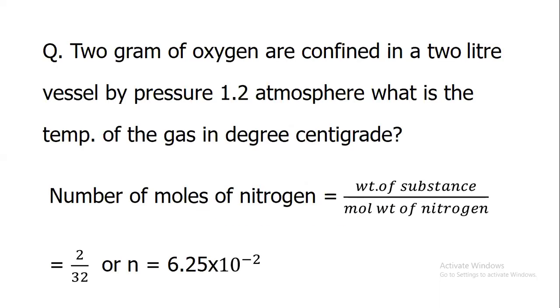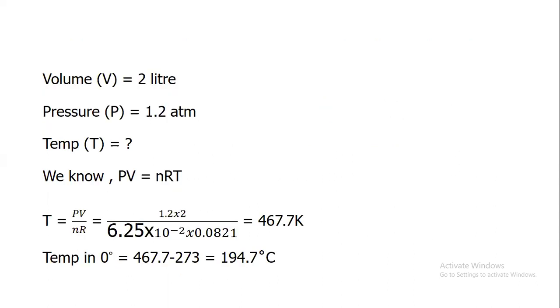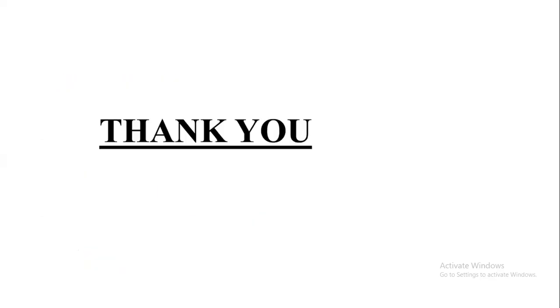2 grams of oxygen are confined in a 2-liter vessel at pressure 1.2 atmosphere. What is the temperature of the gas in degrees centigrade? Number of moles, weight of substance over molecular weight, so 2 over 32, that is 6.25 × 10^-2. Volume 2 liter, pressure 1.2 atm, temperature T what, and PV equal to nRT we know. So T equal to PV over nR. We get temperature in Kelvin, so 194.7 degrees Celsius.